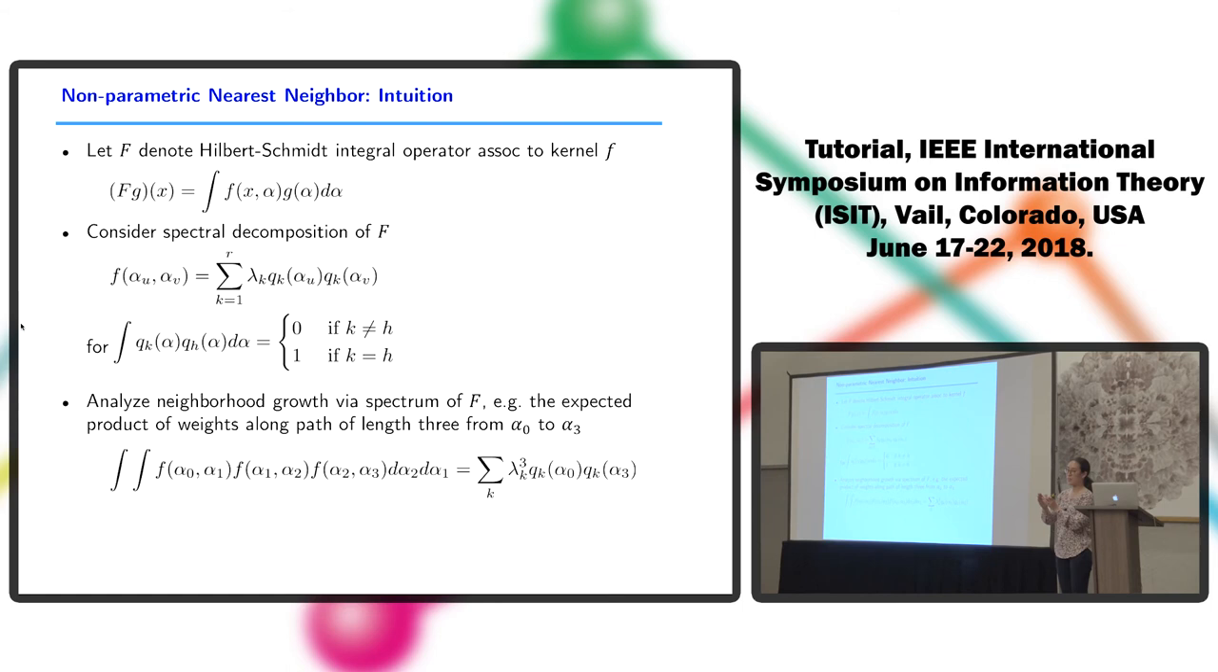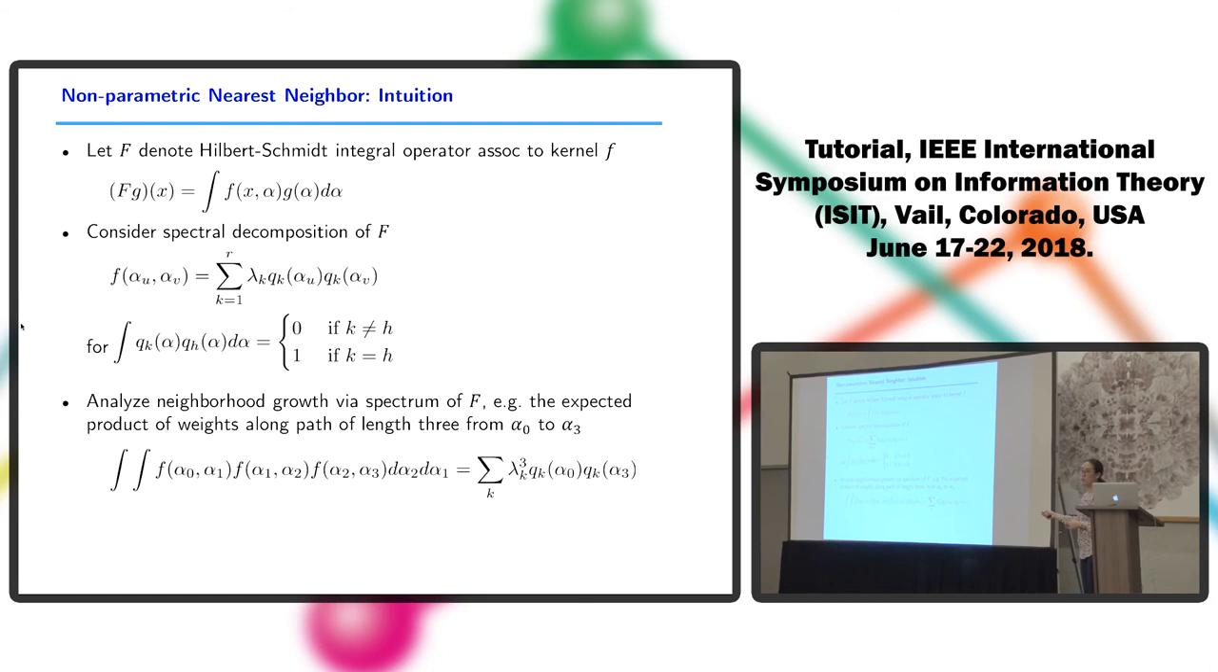And we can consider the spectral decomposition of this operator, capital F, to be represented as follows, where Q_k are your eigenfunctions, and lambda your eigenvalues. And we do, again, assume that we have finite spectrum. Now to analyze the neighborhood growth, you can look at the spectrum of F, and it shows up in this way. Suppose I want to look at the expected product of weights along a path of length 3 from alpha 0 to alpha 3. Then all I do is integrate along the two intermediary points. So here I'm taking the product of the weights along the path, which gives me f of alpha 0, alpha 1, times f of alpha 1, alpha 2, times f of alpha 2, alpha 3. And then I integrate along the intermediary nodes, alpha 1 and alpha 2.